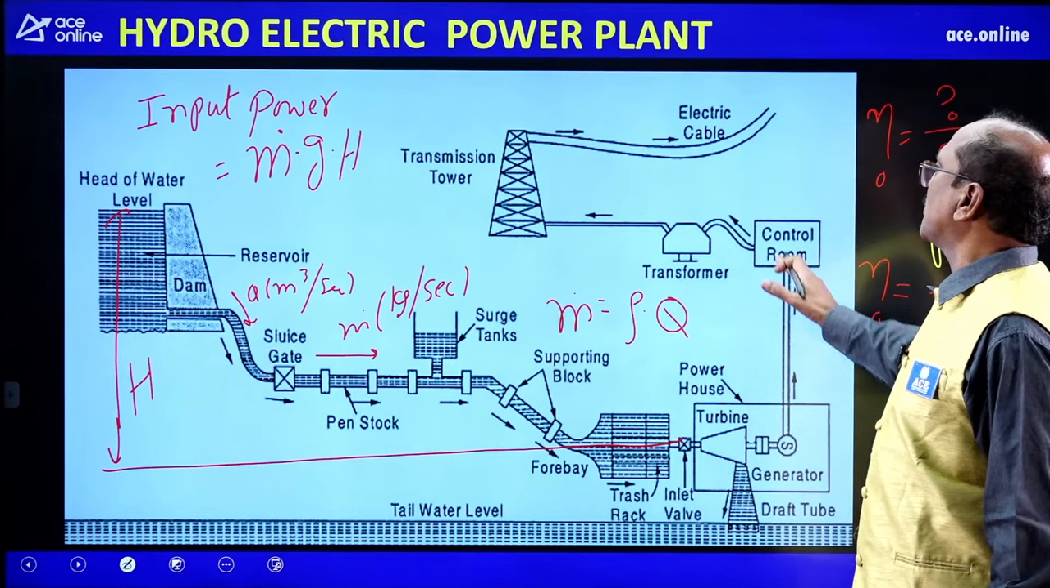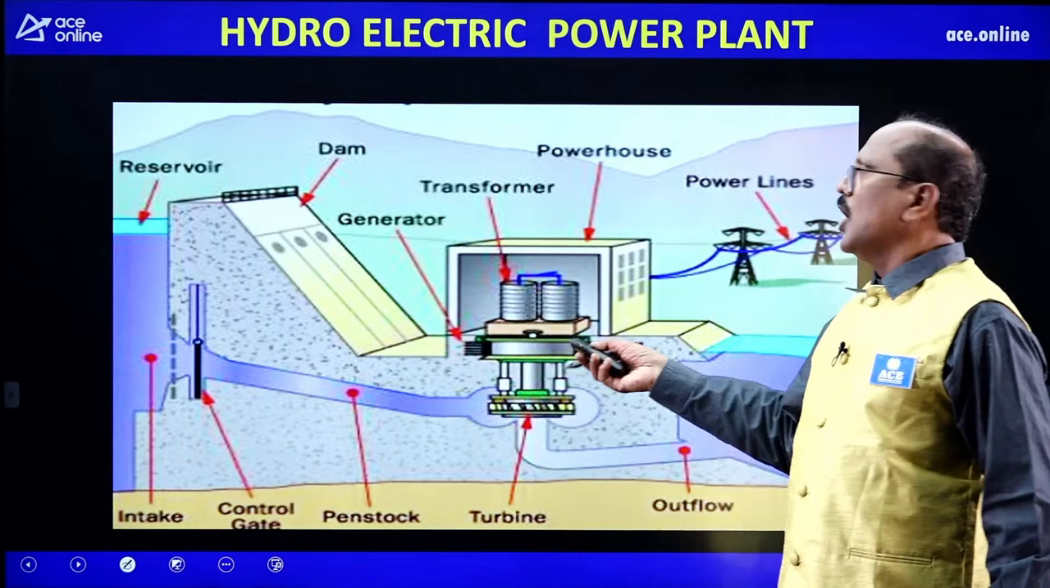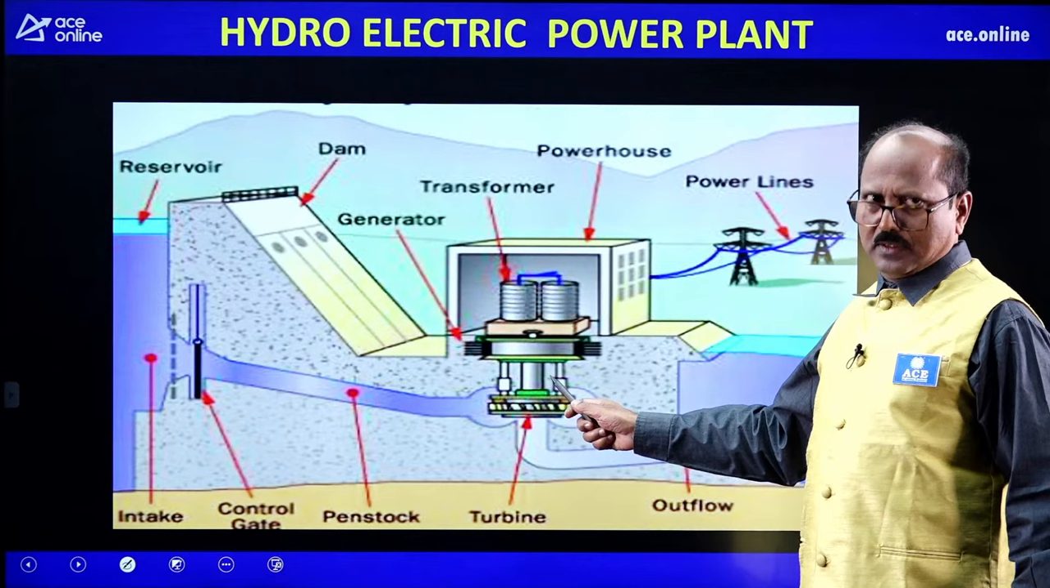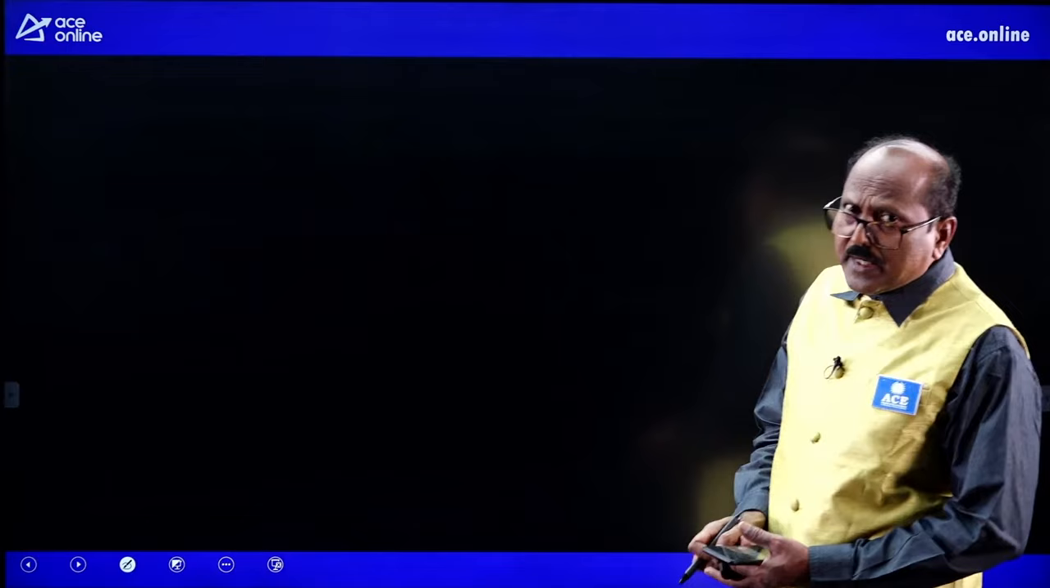Then powerhouse, power transmission, right? This is also another view. Input is reservoir, dam, penstock pipe, then power generation. Mostly, from the power generation point of view, at the bottom side is the water turbine, the prime mover, and at the top is the electrical generator. If you visit any power plant, we can see these conditions, okay? From the electrical generator, power is produced. My intention is this; a possible question is like this.